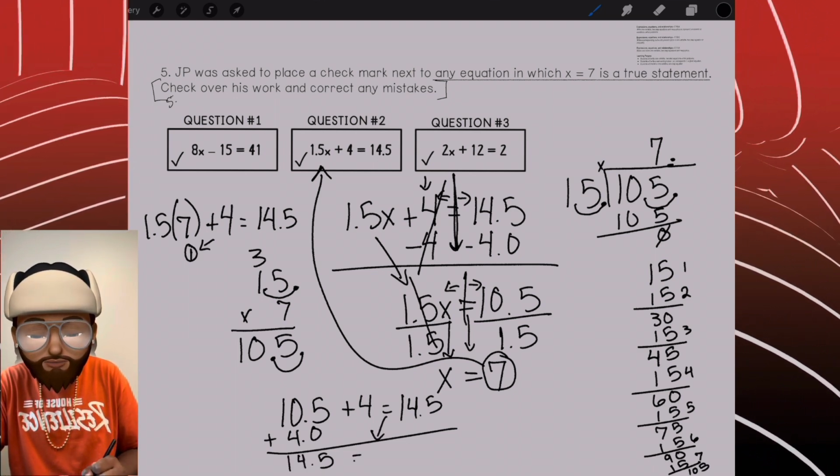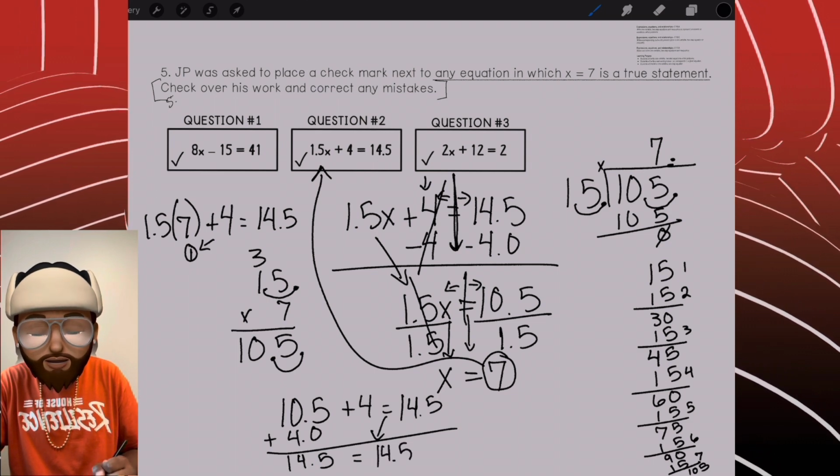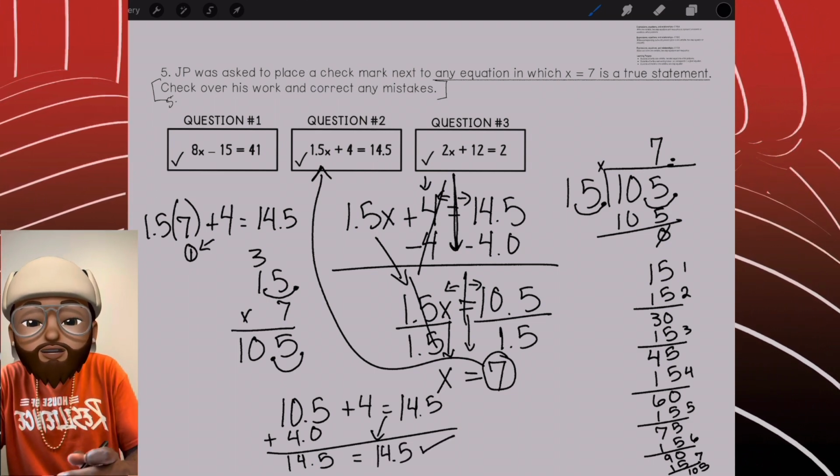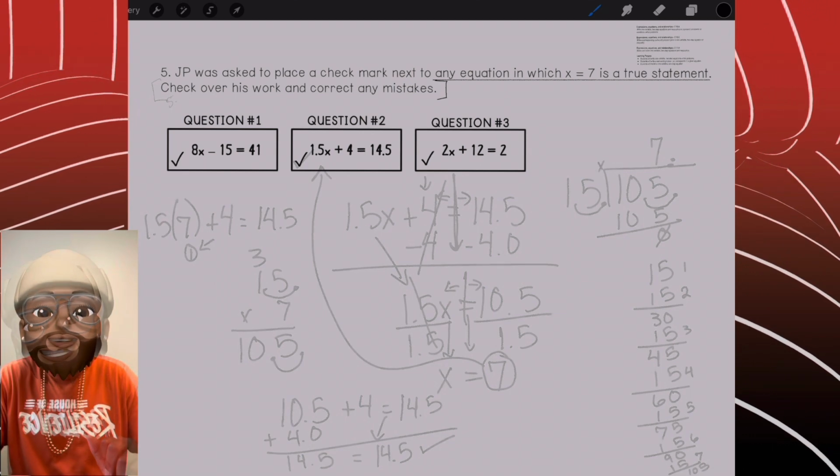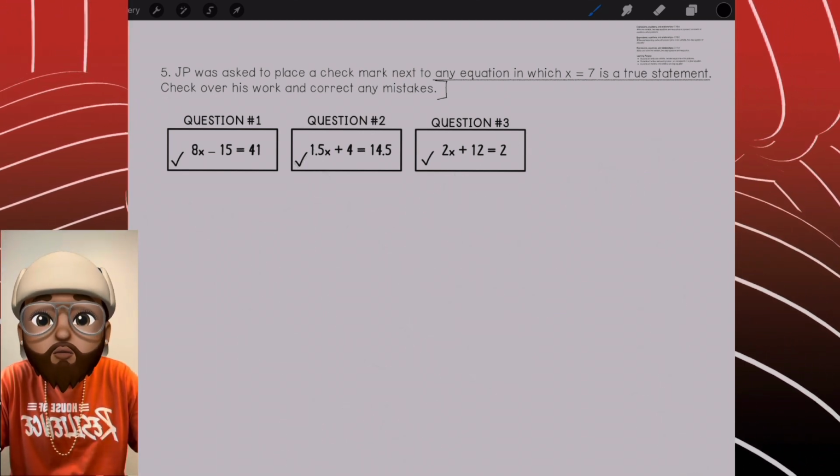Equal sign down, 14.5. That clearly matches up. Therefore, question 2 is verified as well. Good job. All right. Now it's time for our final question.